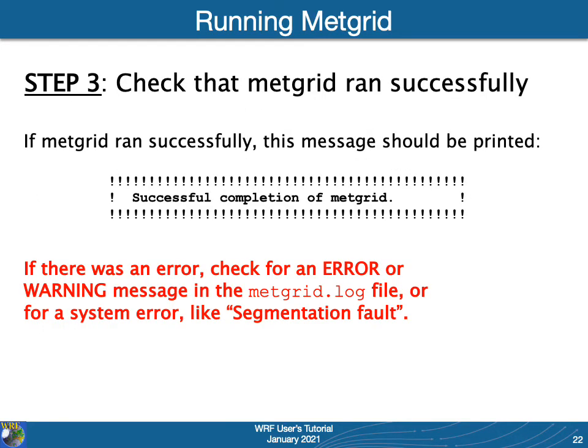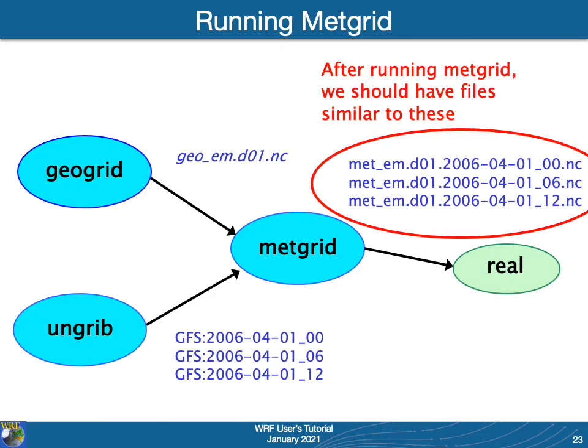Assuming there were no errors, the Metgrid program will print to a log file and also to the terminal screen the message "Successful completion of Metgrid." If not, as with the other WPS main programs, it's worth checking the log file to look for any indication of what might have gone wrong. After Metgrid has successfully run, we should expect to have a set of netcdf files in our run directory named met_em.d01 with a year, month, day, and hour from start time to end time every interval seconds.